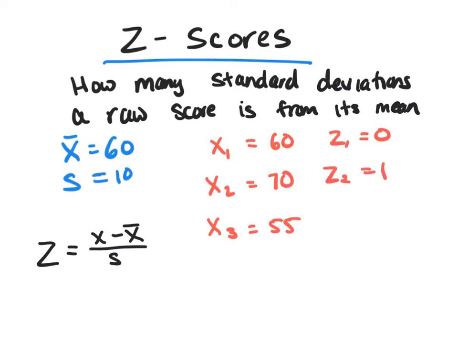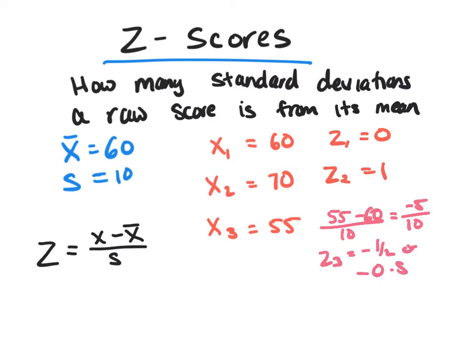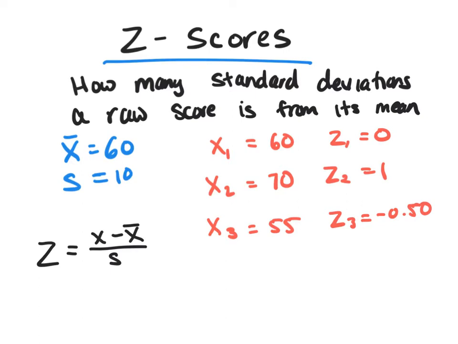Let's look at the last person. They have a raw score of 55, from which we need to subtract the mean of 60 and then divide by 10. They deviate by -5 units because they're 5 units below the mean. We divide this by 10, and we get that person 3 has a z-score equal to -1/2, or -0.50.